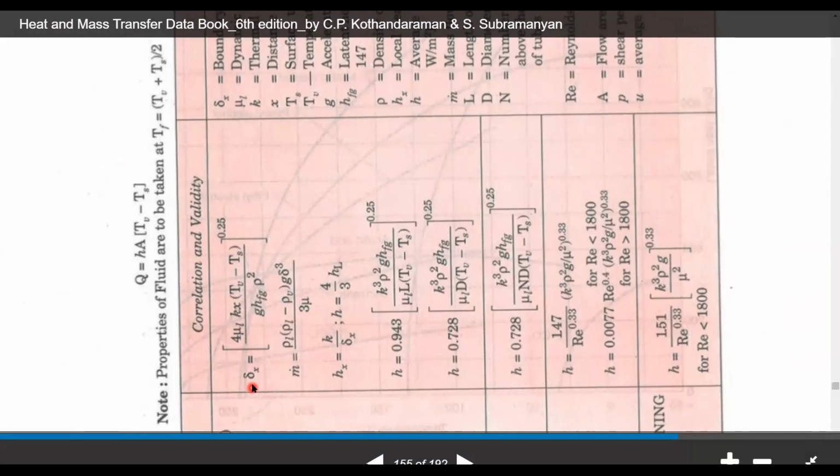After that, in the second part, he is asking us to calculate the average heat transfer coefficient. So h stands for average heat transfer coefficient. After calculating the value of film thickness at the bottom, substitute the delta x in this formula, that is, hx, the local heat transfer coefficient, equals k divided by delta x. After getting the value of hx, substitute in this and get the value of h, the average heat transfer coefficient. I hope this is clear. Okay, let's go to the main sheet.